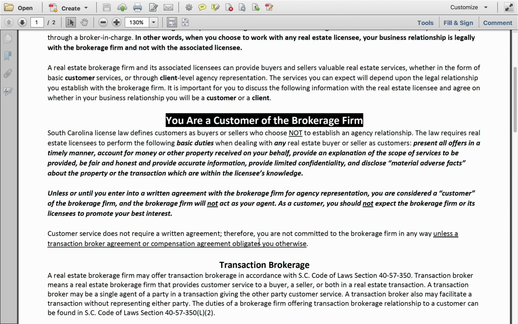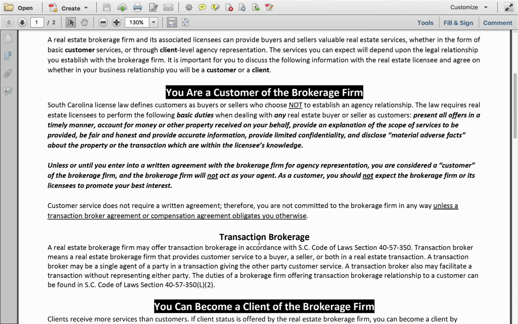Also, unless you enter into a written agreement with the brokerage for agency representation, you're by default a customer and we cannot act as your agent, and you should not expect for us to promote your best interest. I know that sounds harsh, but that's just the way the law works. This also limits us to only showing you homes that our brokerage has listed. If you'd like to see homes that are listed by another brokerage, then we have to enter into what's called a buyer agency, which will act as our permission slip for taking you into other listings. The majority of buyers that act as a customer in a transaction usually represent themselves and don't need all of the duties and services that agents provide.